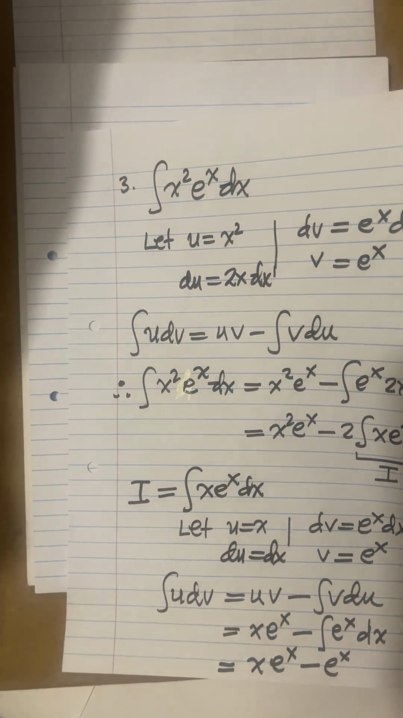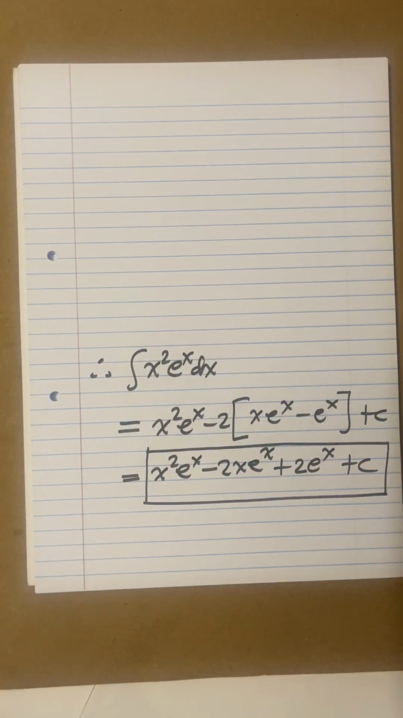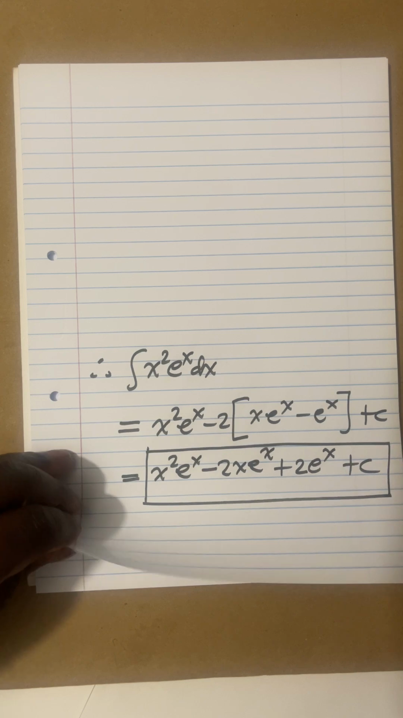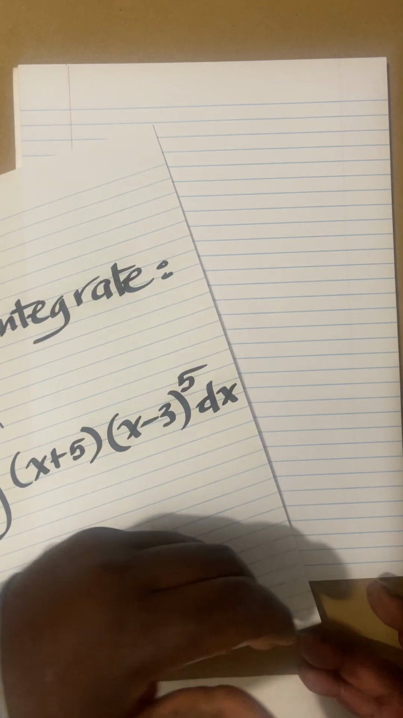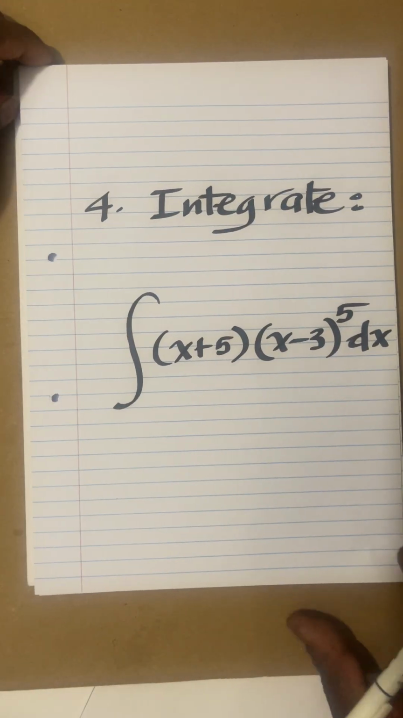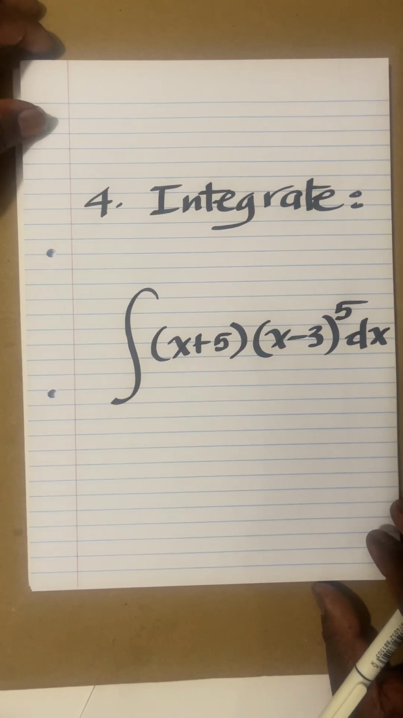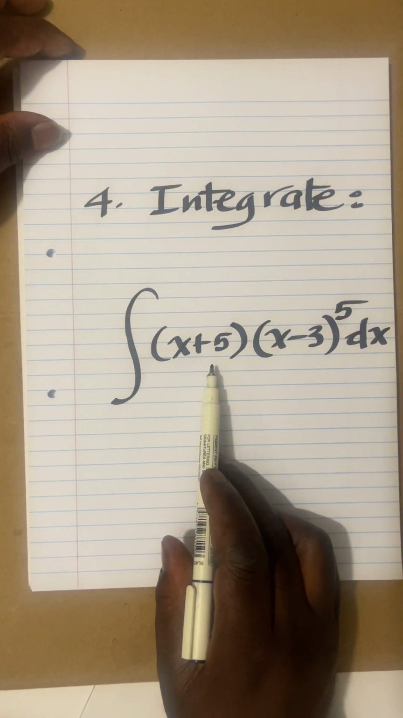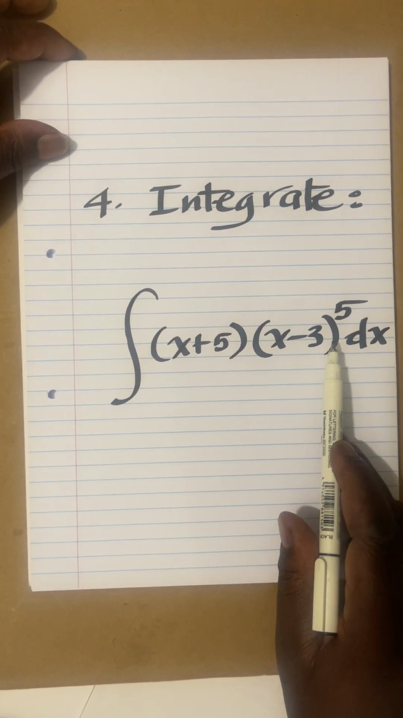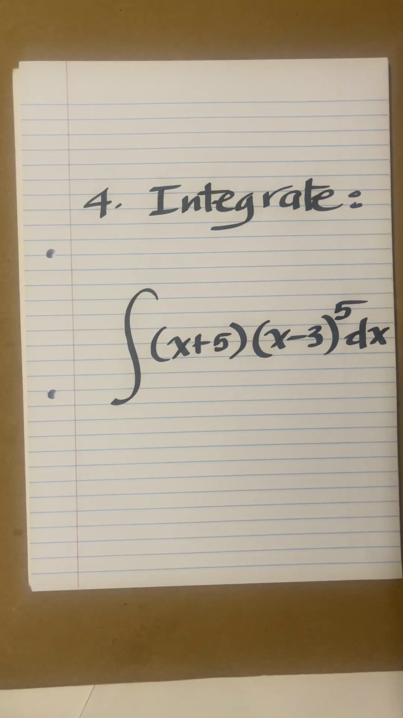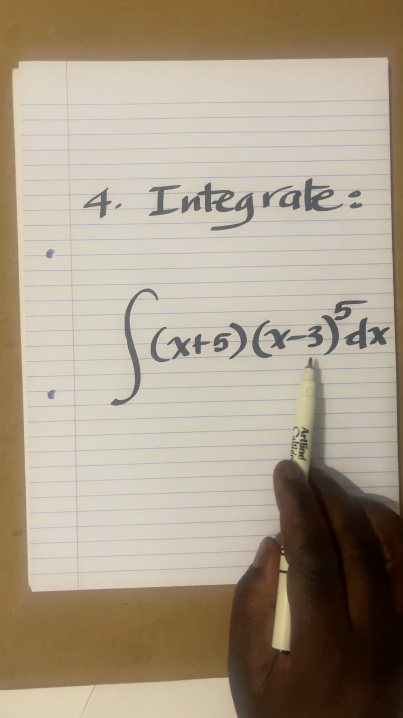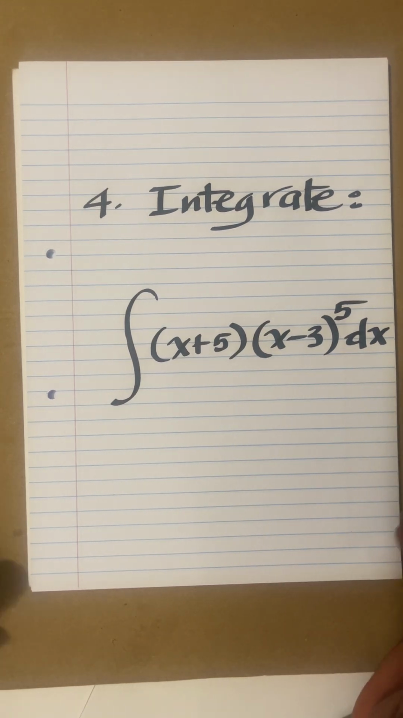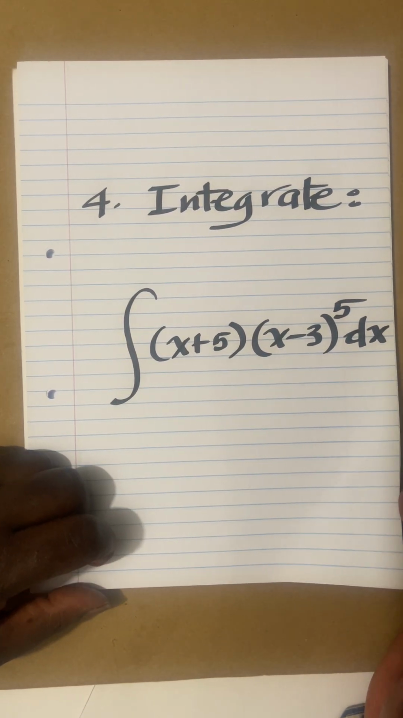Now let's look at the last one, question number 4. We're still dealing with integration by parts. There is number 4. We're supposed to integrate x plus 5 in brackets, times x minus 3 to the power 5 dx. Now, notice expanding this and then expanding that and that together, it's tedious. So what do we do? We apply integration by parts.